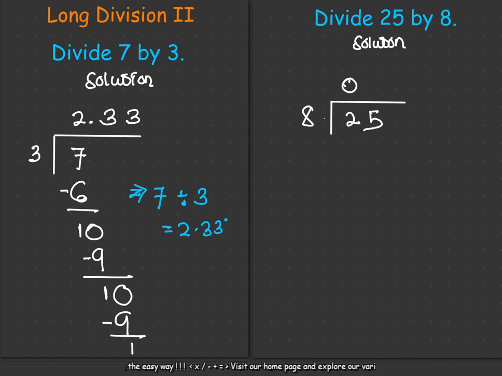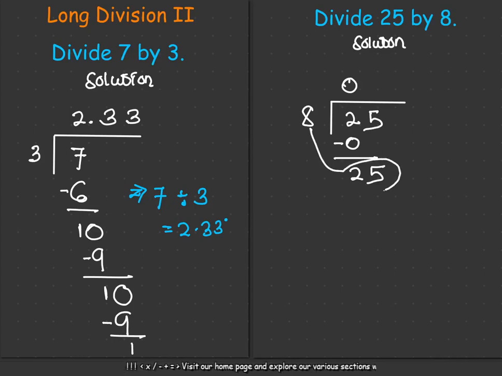And then we do our multiplication. So 8 times 0 gives us what? A 0. And if you subtract, you have a remainder of 2. It is at this stage that you can now bring your 5 down. You see? So our 5 comes down here. And then we start our division process again.